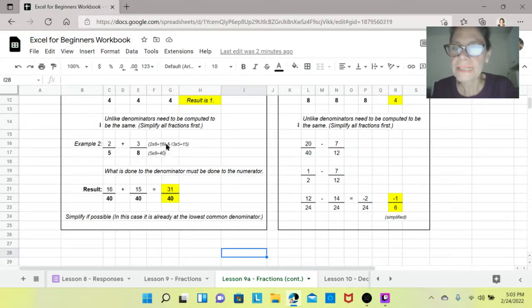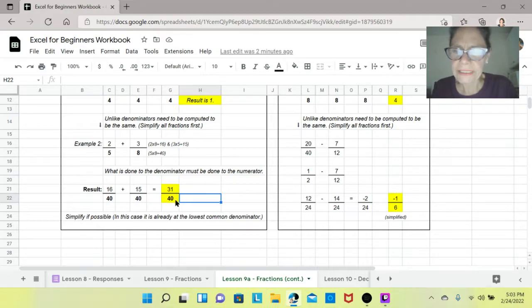So 2 times 8 is 16. So that goes on the first result. And then here, the 8 was multiplied by the 5. So you have to multiply 3 by 5. Here's a little reminder. And that's 15. Now the denominators are the same. So 16 plus 15 is 31 over 40.